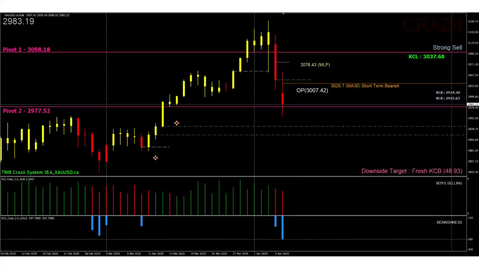Okay, everyone take a look. This is a screen capture that I did previously on gold. So everyone take a look here. On the day, gold opens here at 3,007 and there was a MA30 here. When the market is trading below the MA30, it will show you the words short-term bearish. If the market is above the MA, it turns to short-term bullish.